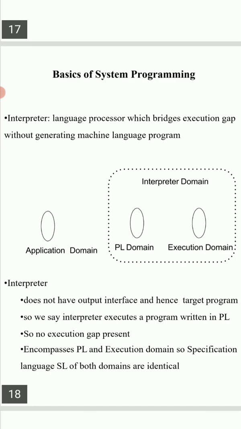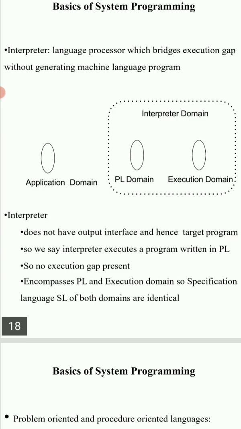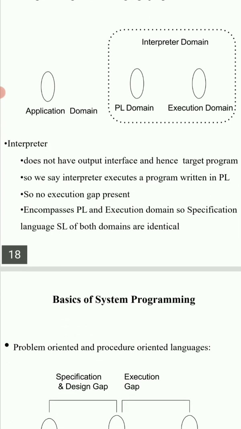Here no execution gap will be present. It encompasses the programming language and the execution domain. So the specification language and the system language of both domains are identical. So we can say it is converting one line or one instruction at a time.